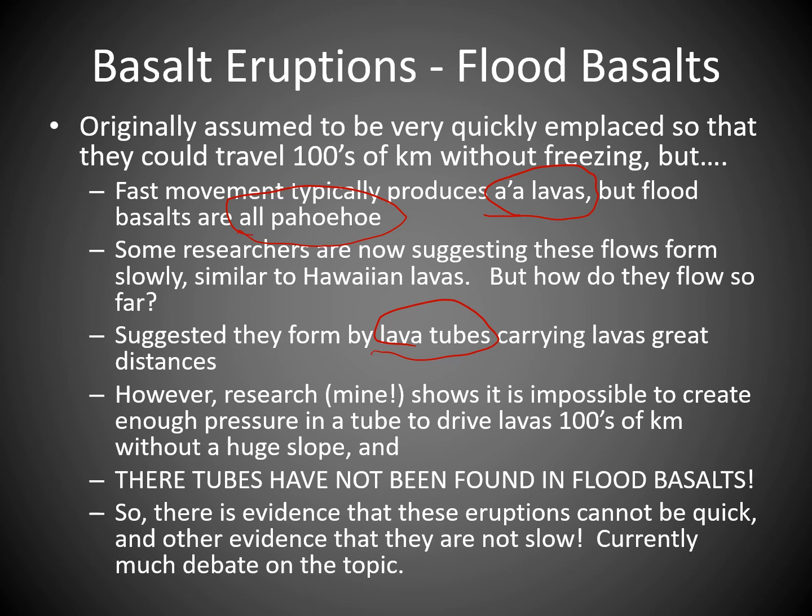And the other thing that's really interesting is that these geologists are suggesting that lava is flowing beneath the cooled crust through a series of tubes and pathways, but there has never been any lava tubes found in flood basalts. So we're at kind of a conundrum here in the volcanological world where there's evidence that these eruptions cannot be quick, but the math shows that they can't be slow either. So there's currently a lot of debate on the topic.